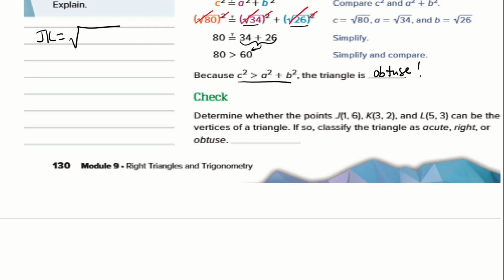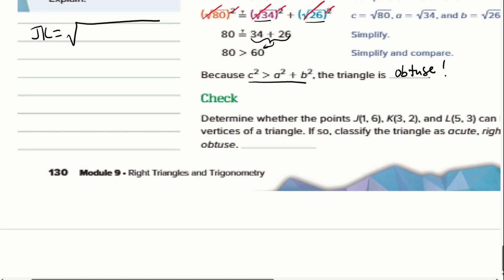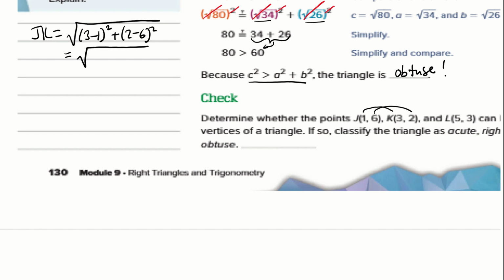With the square root, and then remember we're going to subtract the two sides. Subtract the x coordinates, subtract the y coordinates. So 3 minus 1, and then 2 minus 6. 3 minus 1 is 2. 2 minus 6 is negative 4. 2 times 2 is 4. 4 times 4 is 16. So I get square root of 20.